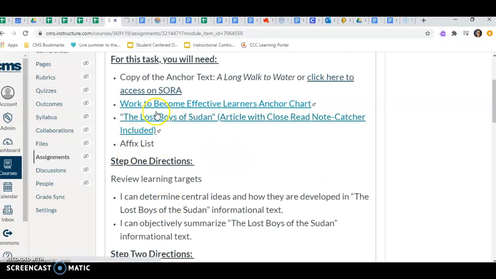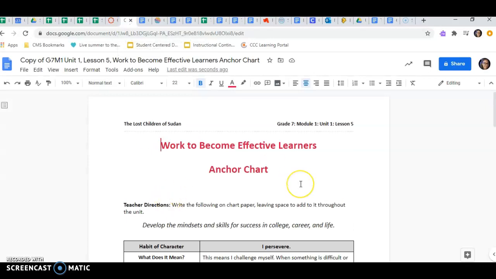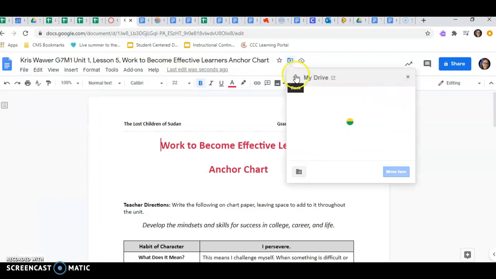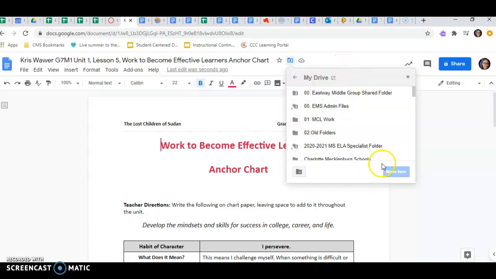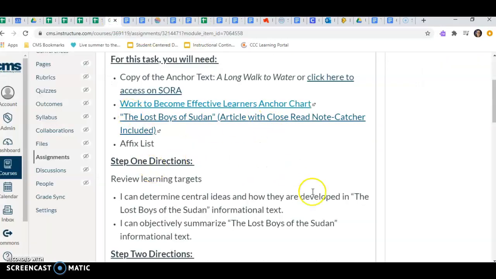While that is opening, we also need the Lost Boys of Sudan article with close read note catcher included. So we're going to open that as well. Now remember that like everything else that is continual, you are going to put your name on it and you are going to move it to your Long Walk to Water folder that you made the other day. Once it pops up, I'll move it into my Long Walk to Water folder and then click Move here. Okay, so now let's see what our next direction is.